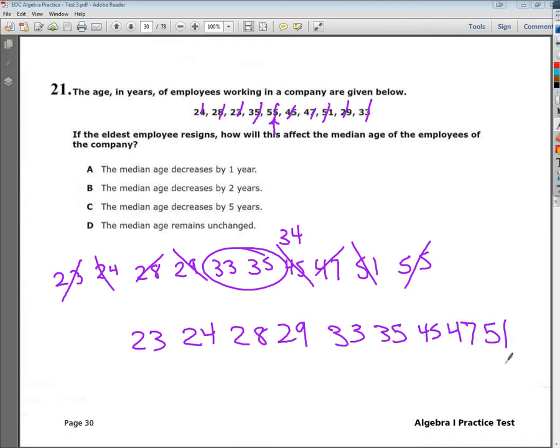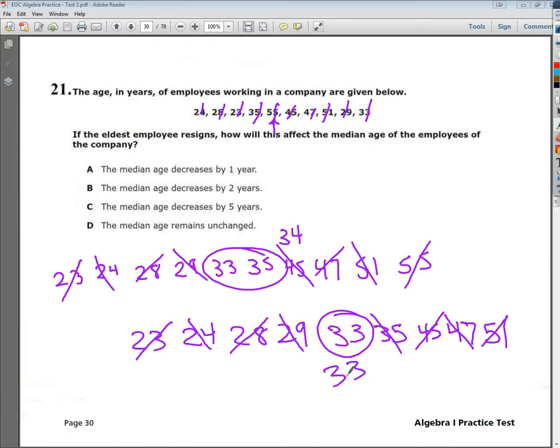So now I have a set with 9 employees in it because somebody resigned. So mark these, mark these, mark these, mark these. So my new median is 33.